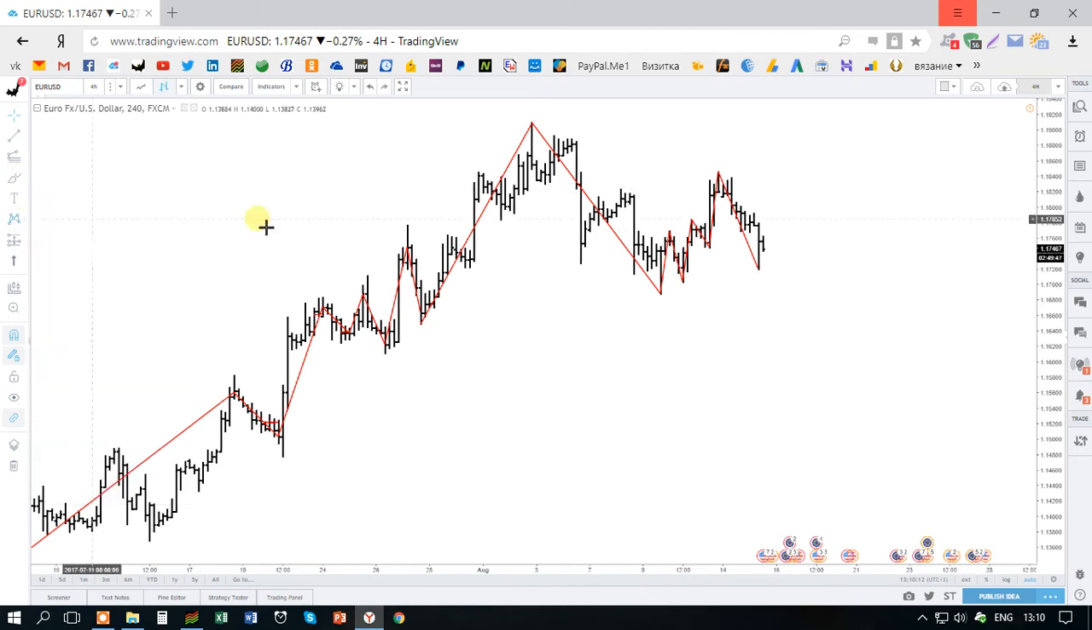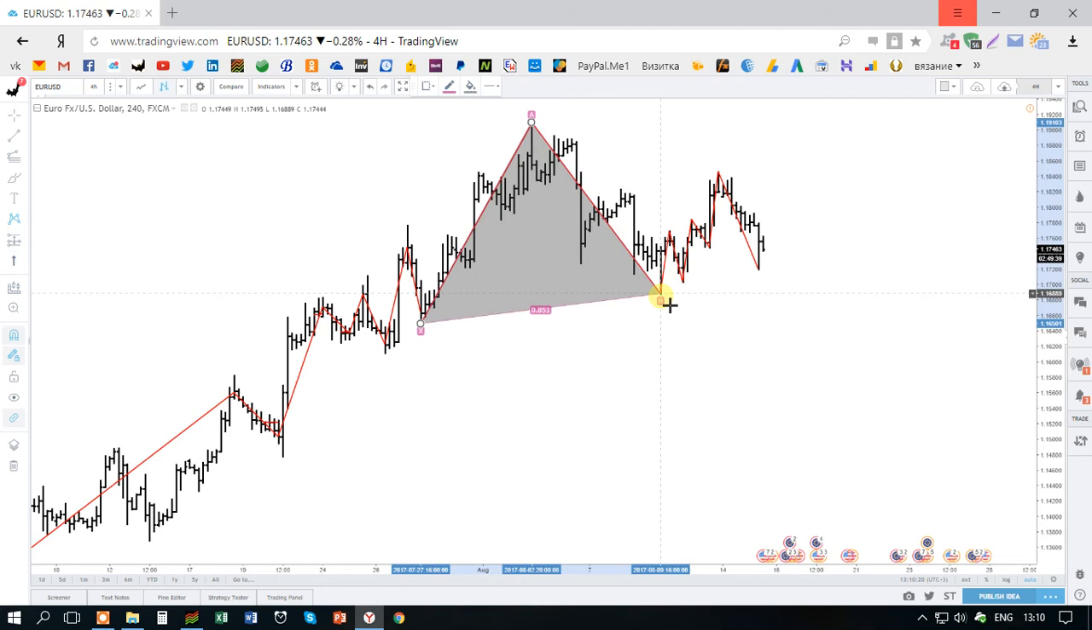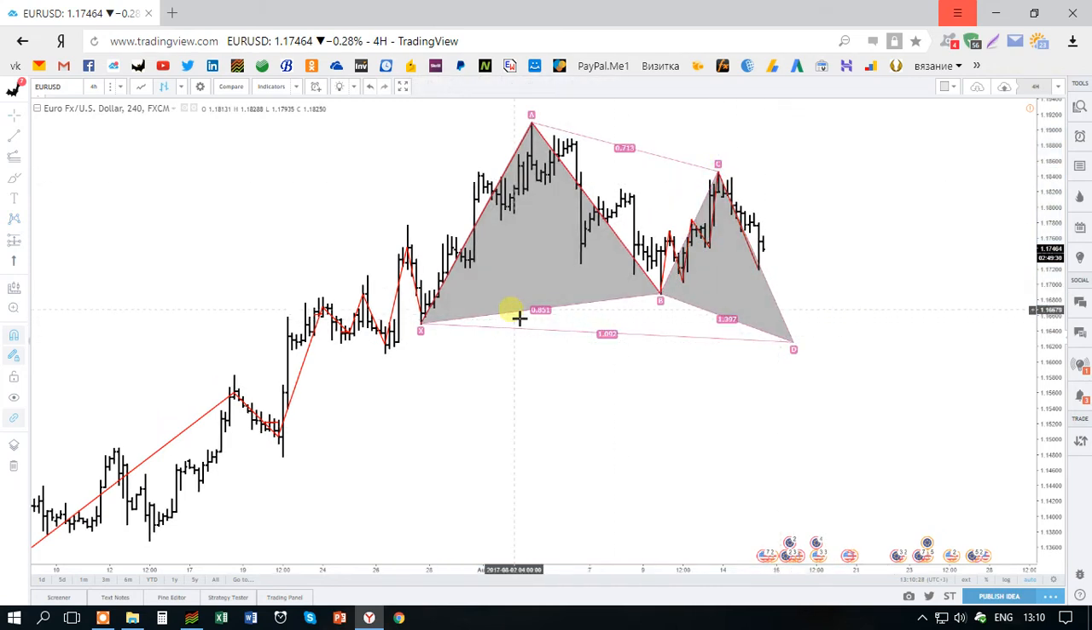Here it is, the swing, X to A movement. It should be only one swing, only one line, as it is drawn according to the swing identification algorithm. Then B point is the first retracement, C point is the second, and because B point is deep, we have a butterfly advanced formation with the entry of 127.